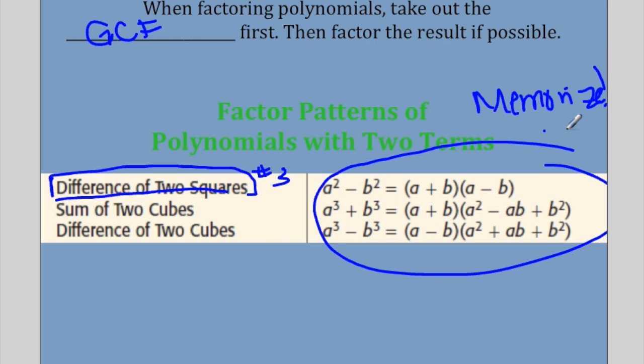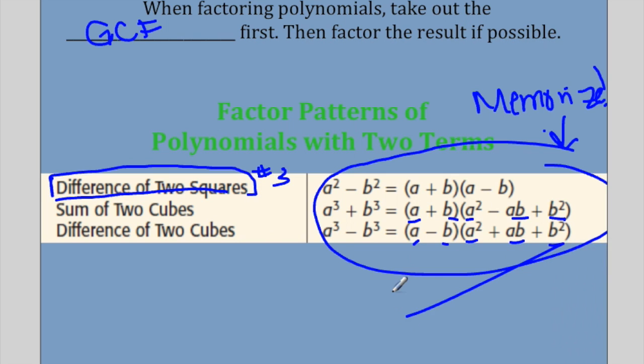Memorize all of them. Okay, they're really not that bad. The first one you should have down. The next one, notice it's cubes. So if I have a perfect cube and a perfect cube, the difference is one's being added, one's being subtracted. Then if you look, everything here in terms of the letters matches up.